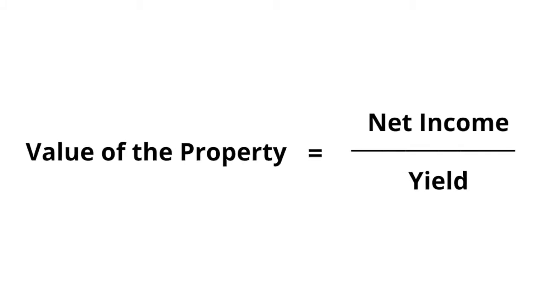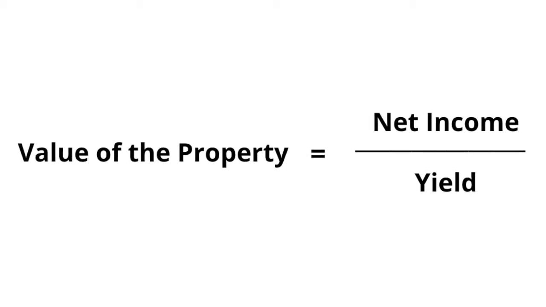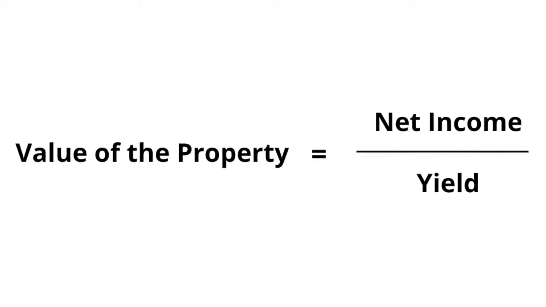That's the income that this property generates after all the outgoings, the council rates, the water rates, insurance, and all that stuff, but it doesn't include your payments to the bank. So it's just your net income from the property if you owned it outright. Now we divide that by the yield. This is the return that we want as an investor for this asset.